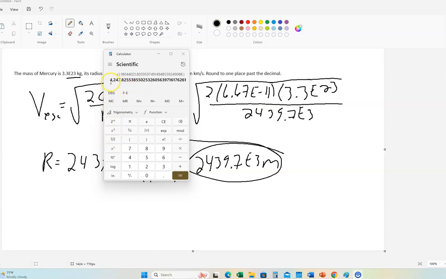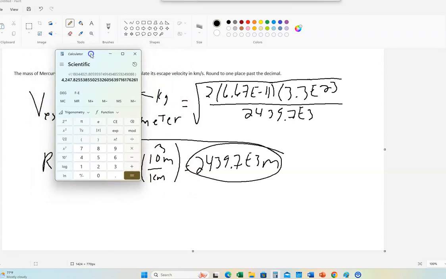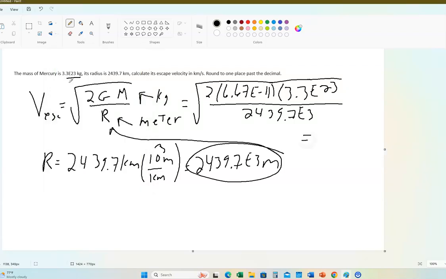Anyhow, it turns out to be 4,248 point something. So that's in meters. To convert it into kilometers, as it says to, just divide by 1,000. I moved the decimal place 3 places, so it becomes 4.2. The answer is 4.2. Let me write that down. So this turns out to be 4.2 kilometers per second. It's really 4,200 and something.